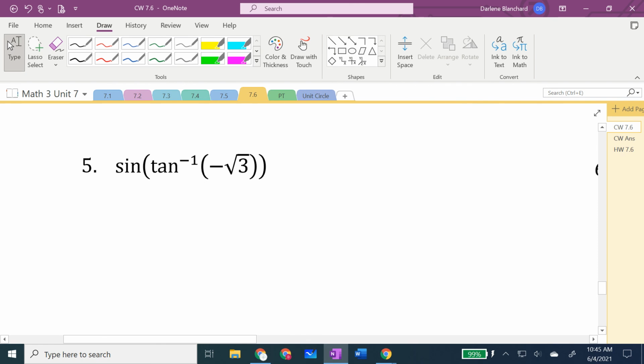Now I have this problem out because I want to remind you of the positive negative issues we're working with. This problem is very similar to number 4. The difference is we've got negative this time. So just like with number 4, we want to remember that tangent is only using angles between negative pi over 2 and positive pi over 2.